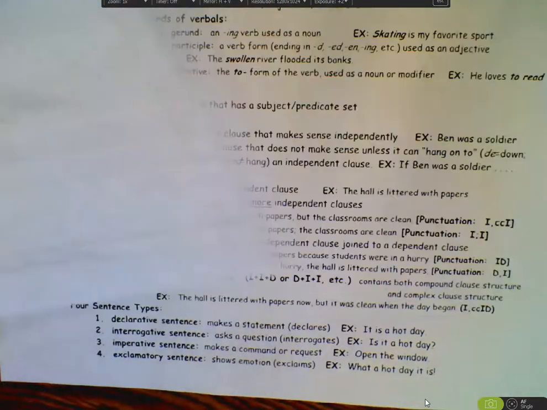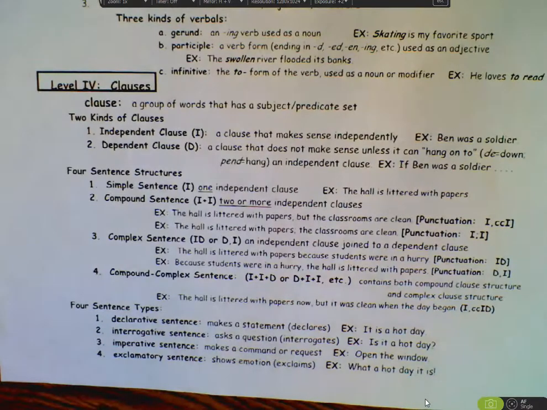Write this. Declarative sentences are by far the most common. It is hot today. I like chocolate. Sarah is nice. Peter is boring. These are all declarative. We're making a statement about something. So those are by far the most common.